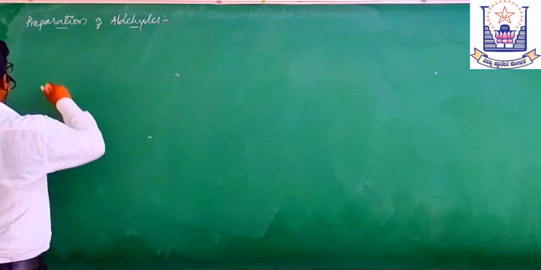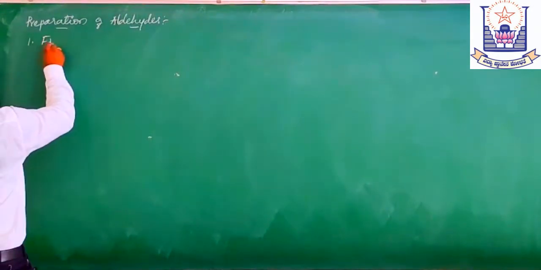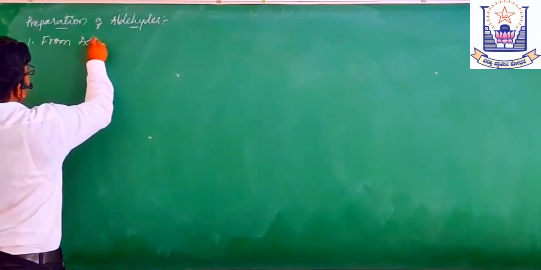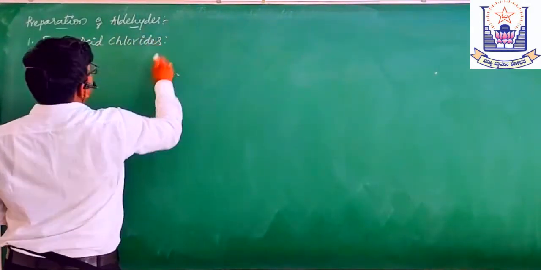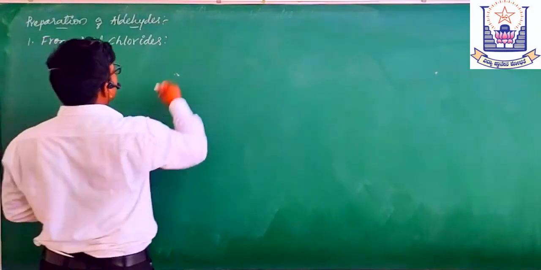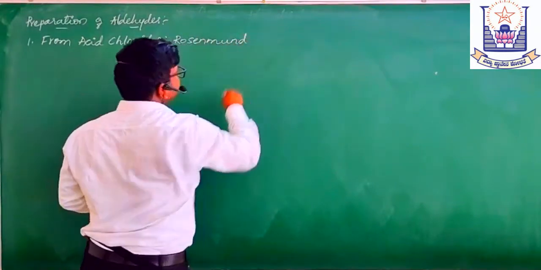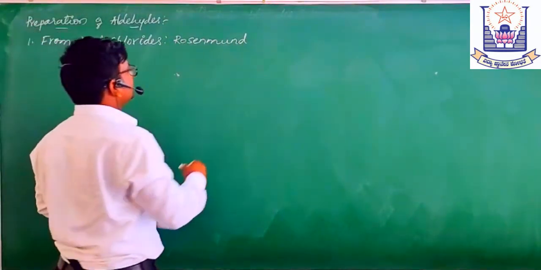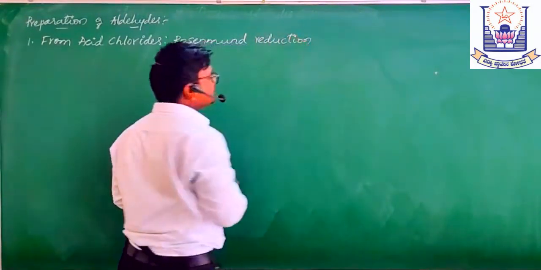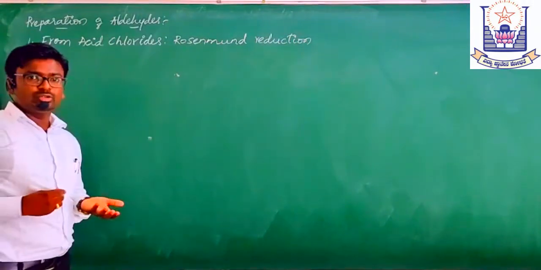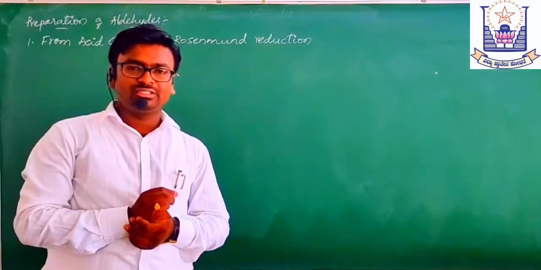What is the first method? That is from acid chlorides, by Rosenmund reduction. What is this method called? Rosenmund reduction. Rosenmund is a scientist. He invented this method, so the reaction is named after him. Here we are going to use Lindlar's catalyst. Let's see what that method is and what Lindlar's catalyst is.